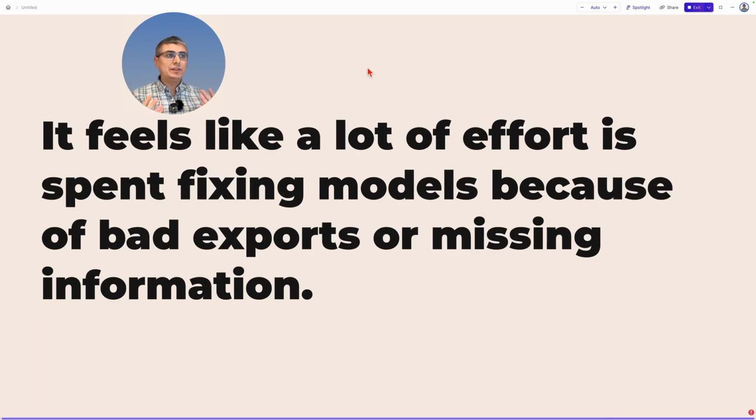A while ago, I had this chat with somebody who mentioned this. It feels like a lot of effort is spent fixing models because of bad exports or missing information. Well, where should I start? I'm not sure which tool we are talking about, but I think this is something very important that we should have in mind. I strongly believe that the reason for that is that the persons are not very comfortable going over the default of what they see in the menu of exporting from Revit to IFC.